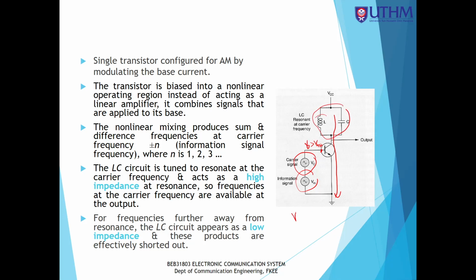And when the base voltage is less than the VTH, the threshold voltage, current cannot flow from the collector to the emitter. What happens is that the LC tank circuit will discharge and produce the other half of the output signal. So the concept is still the same as the diode modulator.